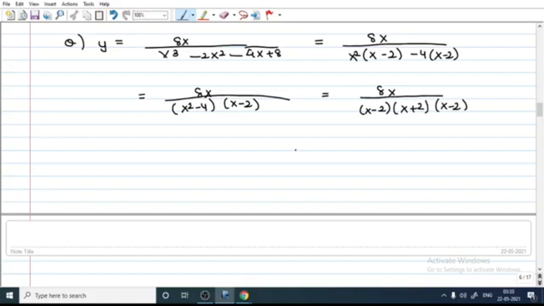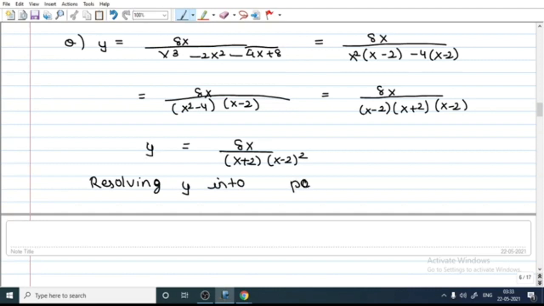So what we will do is square them. This one will become a square, so that is x minus 2 square. After this, resolving y into partial fractions.